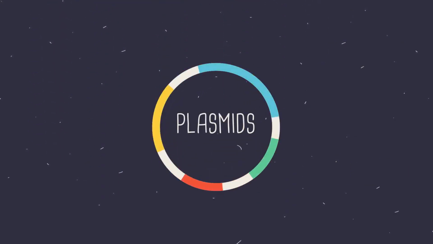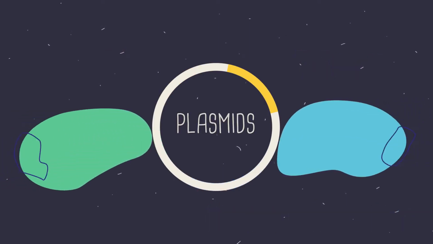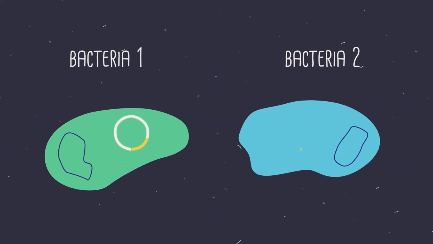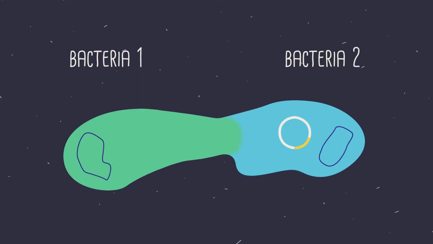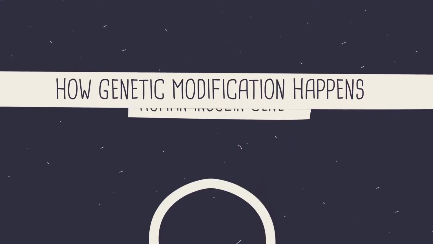In GMOs, it's all about the plasmids. They are really useful tiny bits of DNA that can contain one or several genes. The cool thing about plasmids is that they can be passed between bacteria as easily as shaking hands. So plasmids are a super important part of how genetic modification happens. Let's go through the steps using the human insulin gene as an example.